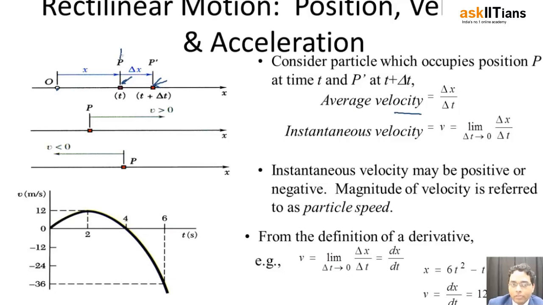The average velocity will be equal to the total distance that it has covered in this particular time interval, that is between t and t plus delta t. So that is what is known as delta x by delta t.